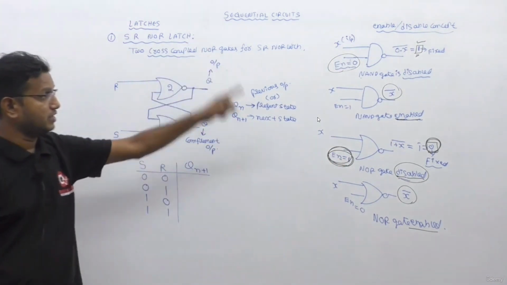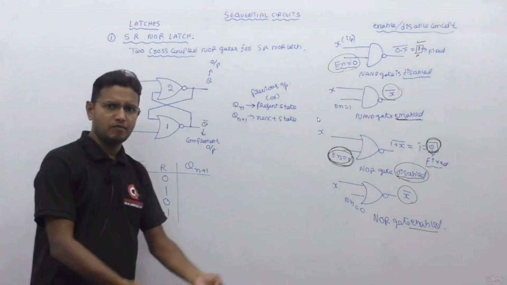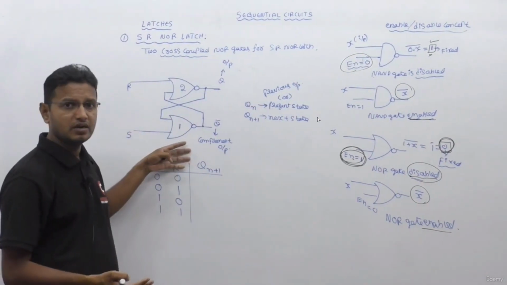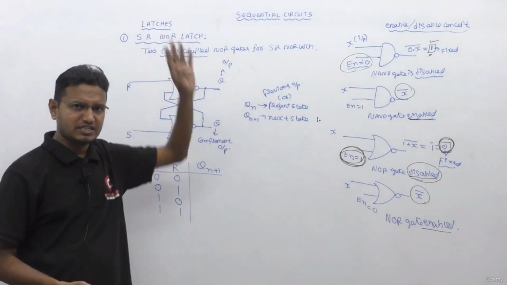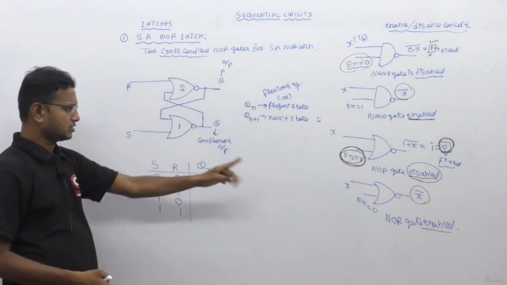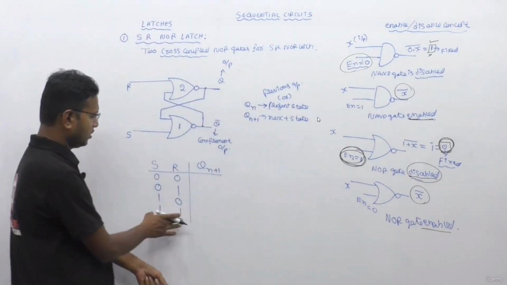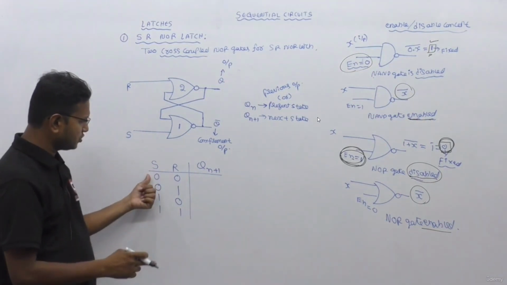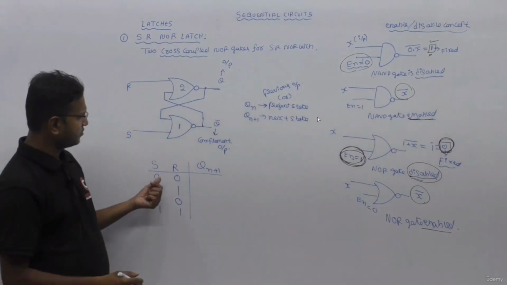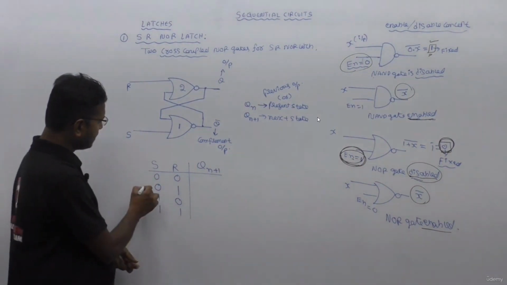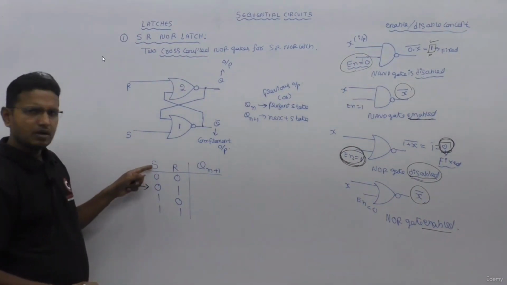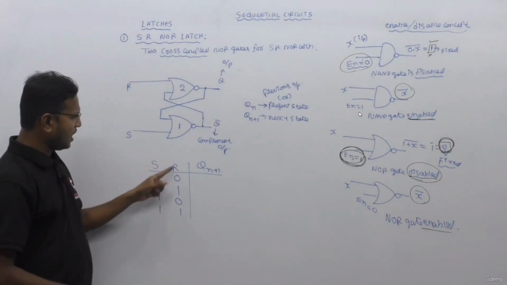Okay, so this enable disable concept is very important and will form the basic foundation to understand all the memory elements, that is latches and flip flops. So just remember that enable disable concept. Now just here, I'll start with the second combination: S equal to 0, R equal to 1.